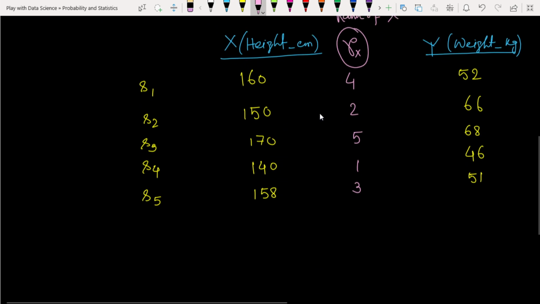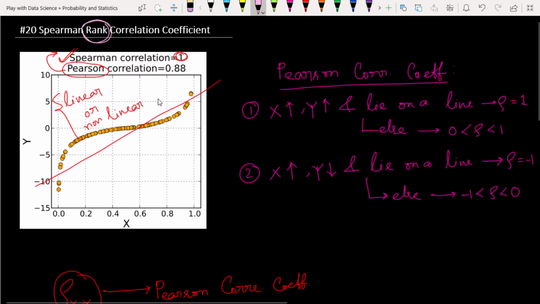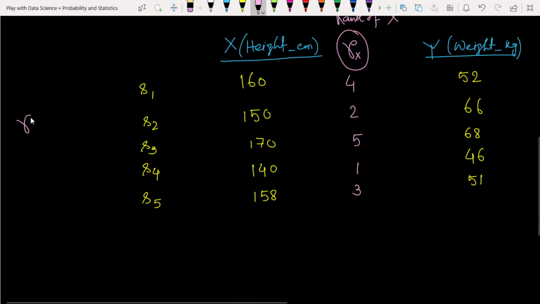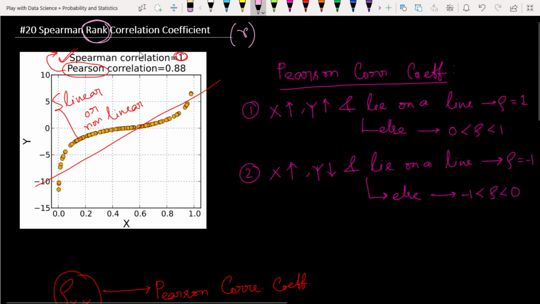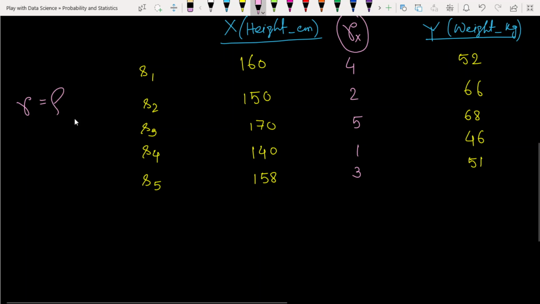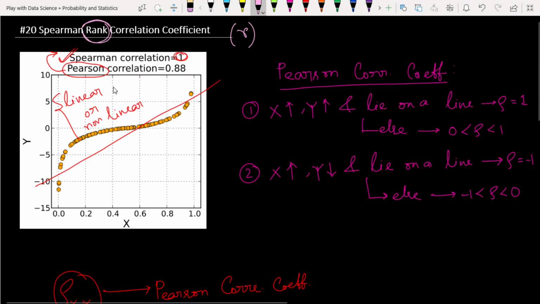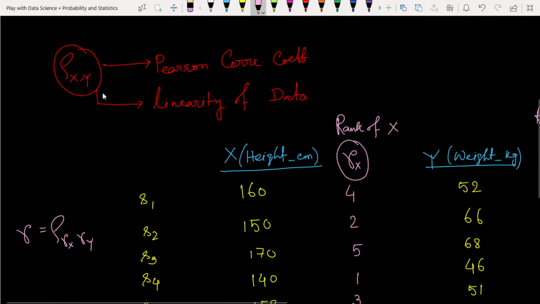Now, instead of using x and y directly to find the correlation coefficient, here we have used rx and ry. Now everything is the same. The correlation coefficient is generally denoted by r. So for this data set, the Spearman rank correlation coefficient r will be the same as the formula for the Pearson correlation coefficient that we have seen, but instead of using the direct data, we have used the ranks of the data. That's the main thing.